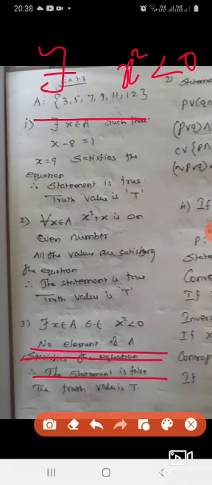3 square is 9, positive. 5 square is 25. There is no value from A satisfying this condition. Therefore, no element of A satisfying this condition. The statement is false. So, the truth value is F. By mistake, I have written T. The truth value is F.